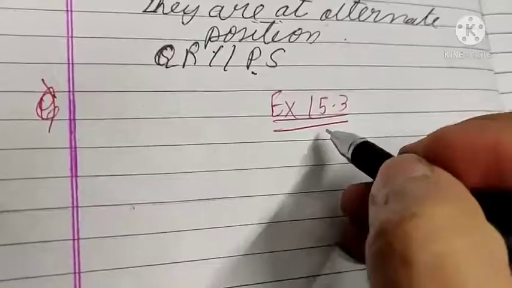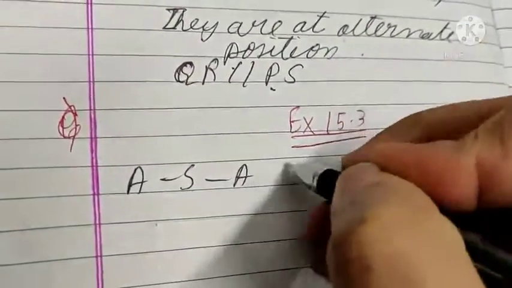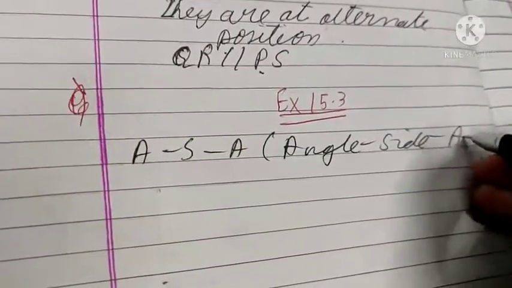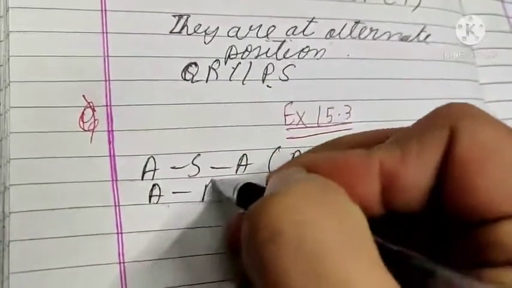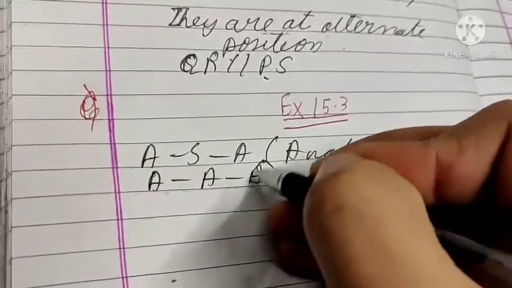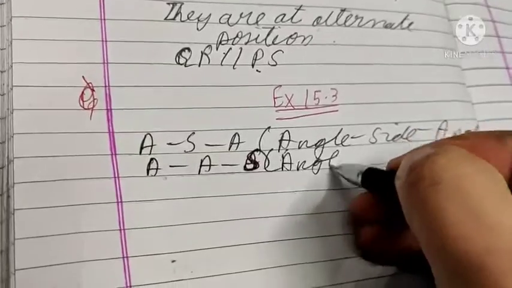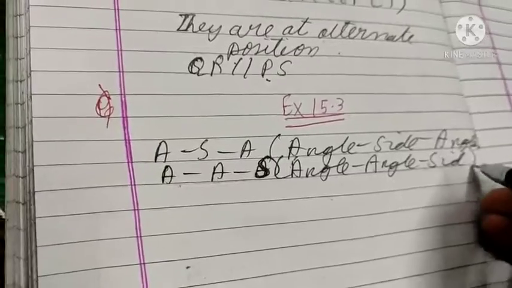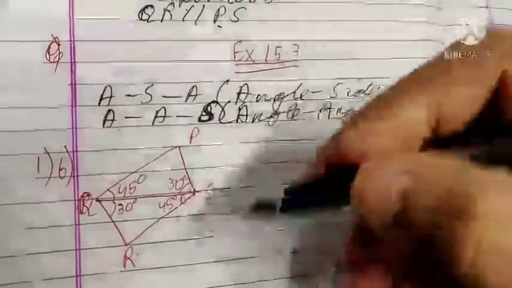So this is the next exercise 15.3 that is based on ASA criteria, that is angle, side, angle criteria, and one more criteria AAS, that is angle, angle, side. Okay, so our first question from this exercise is, so here we have to prove these two triangles congruent.